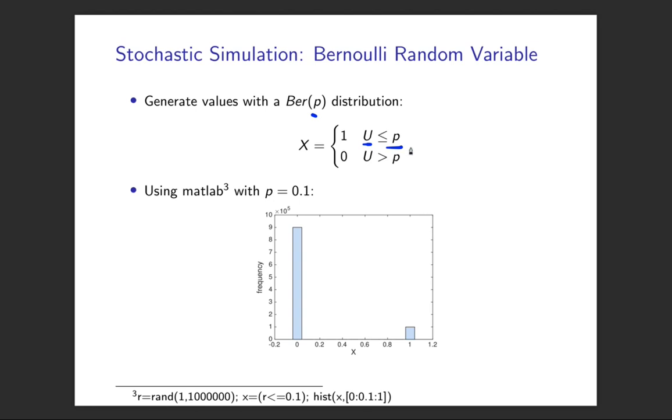And that'll give you a Bernoulli random variable with parameter p. When I try that, here's the code at the bottom of MATLAB, and here's what I get. If I repeat that 1,000,000 times and look at the frequency, I get a 1 about 100,000 times and a 0 about 900,000 times. So the fraction of times I get a 1 is 0.1, which is what I expect from my Bernoulli random variable.